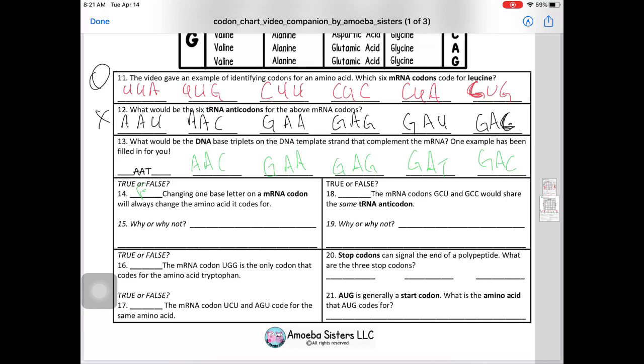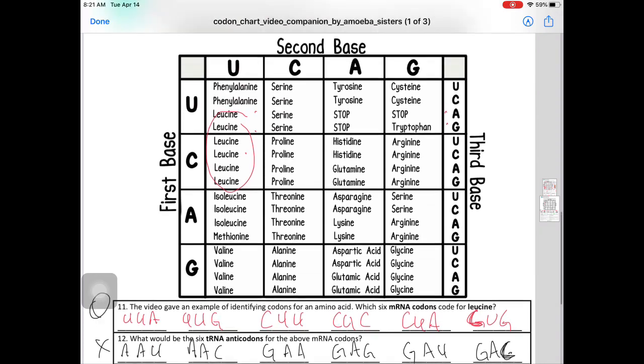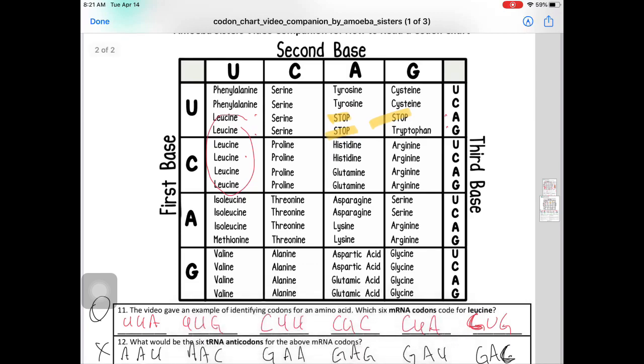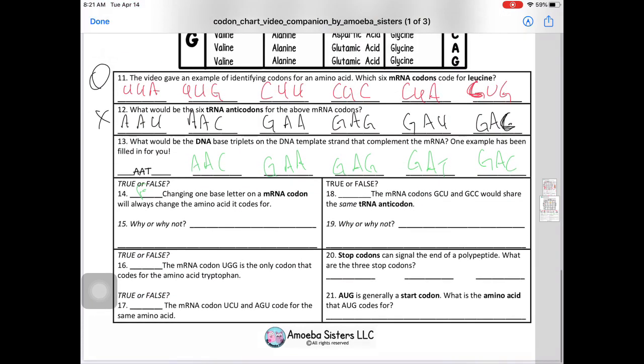Number 20, stop codons can signal the end of a polypeptide. That's just the end of the protein chain. What are the 3 stop codons? So I'm just looking up here in my chart to find these 3 stop codons. Stop, stop, stop. And I just find the letters for those. UAA, UAG, UGA. For those stop codons. AUG is generally a start codon.